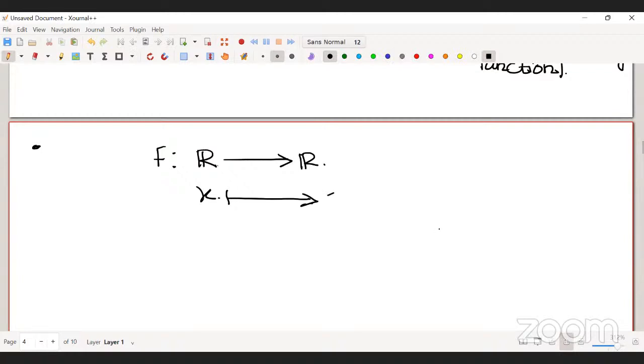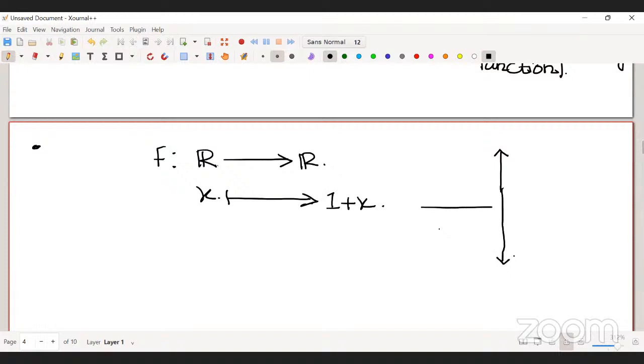What about this function? Yes, sir. This is increasing. If x increases, this thing increases. If x decreases, this thing decreases. Correct. So now it's pretty easy to tell that this function is actually an increasing function.